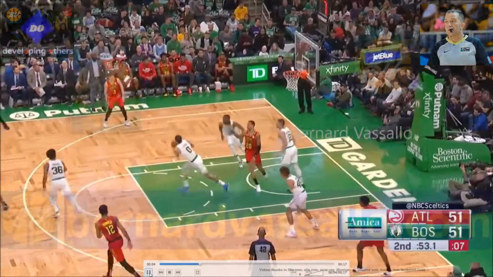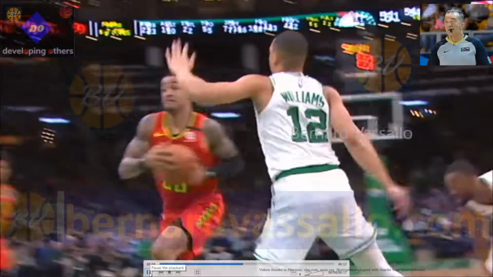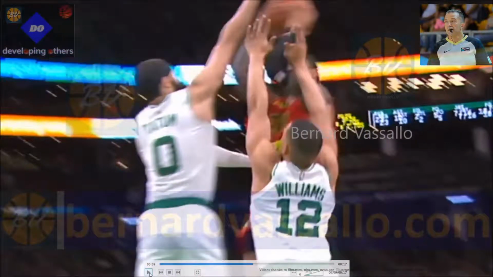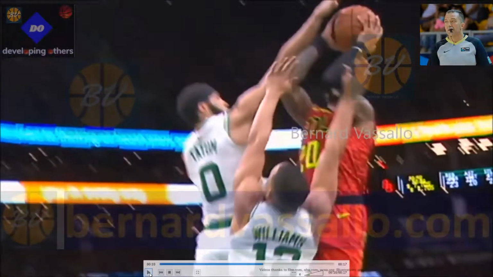So if we now watch and look closely at the replay, we are seeing the shooter going up for the shot. Tatum is trying to block the ball. Now everything is legal. Tatum's hand is moving towards touching the hand on the ball. Everything now is still legal. But see what happens now.